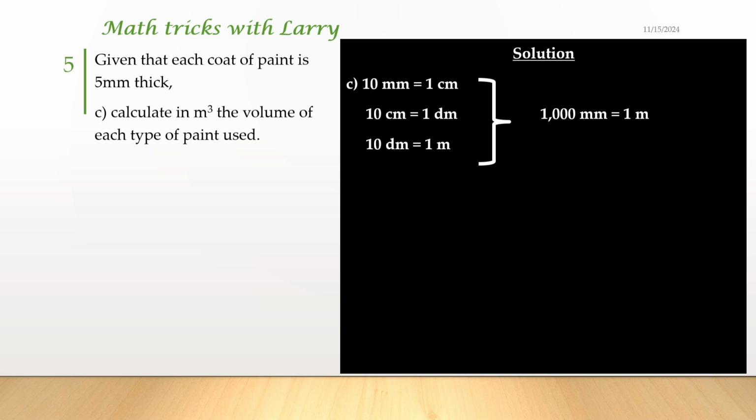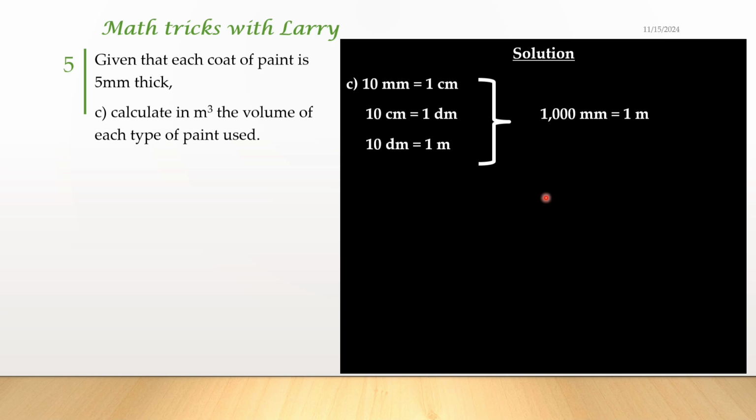For some of us who went through primary school, if you can recall, we used to sing this very basic song in primary school. 10 millimeters is equal to 1 centimeter. 10 centimeters is equal to 1 decimeter. And 10 decimeters is equal to 1 meter. So now, if you want to move from millimeters to meters, you have 10 millimeters times 10 centimeters times 10 decimeters, which implies that 1000 millimeters is equal to 1 meter.